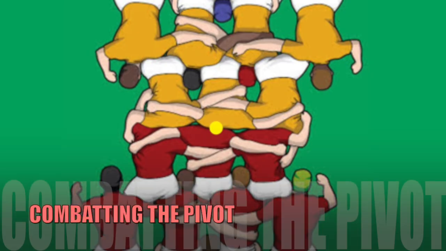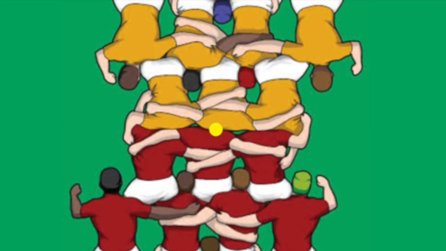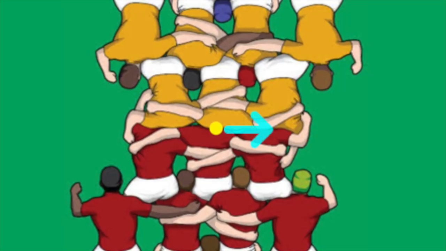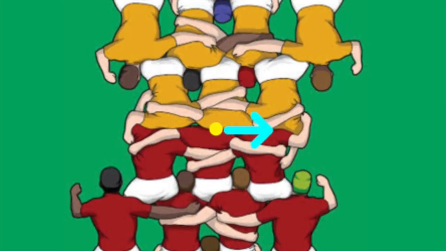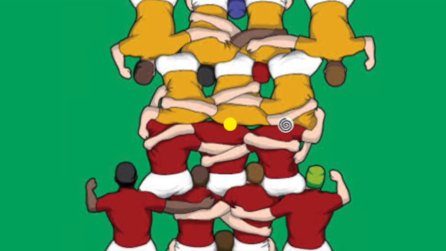Part 3. Combating the pivot. Tight head props are fighting against the pivot and will attempt to move that pivot point to their right hand side. If he can move that pivot point to his outside shoulder, that's parity for his own side of the scrum and dominance for the full scrum.